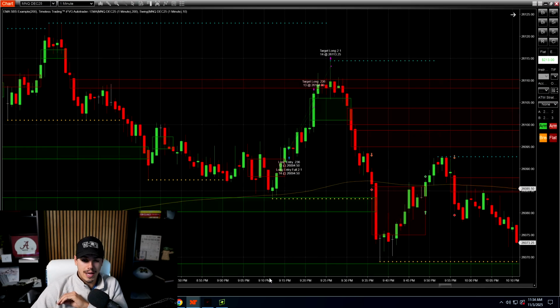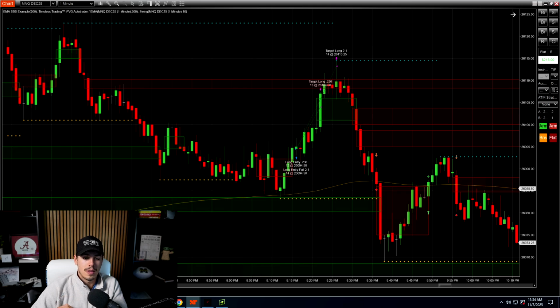What is the first trade we had? 9:15 last night. We were above this 200 EMA, which is this yellow line here, so it's taking longs only. We swept out this low that the indicator marked out for us. Okay, swept the low, longs are valid.